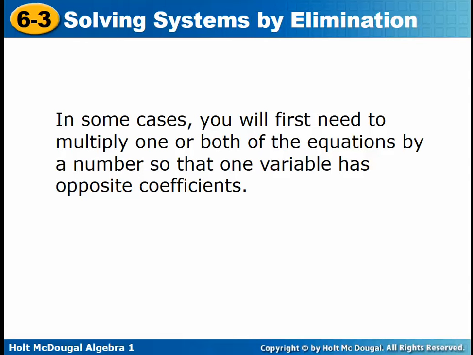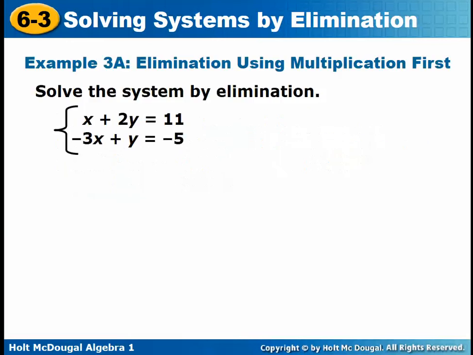Sometimes you have to multiply one of the equations by a number so that one variable has opposite coefficients. And sometimes you even have to multiply both equations by numbers so that you can have your equations set up for elimination. Here's an example. We have x plus 2y equals 11 and negative 3x plus y equals negative 5. We have our x's lined up and our y's lined up, and we can see that we do not have opposite terms. We don't have a negative 3x and a positive 3x, or a 2y and a negative 2y. So we need to get it ready for elimination. There's no sense in adding these together, it won't work.